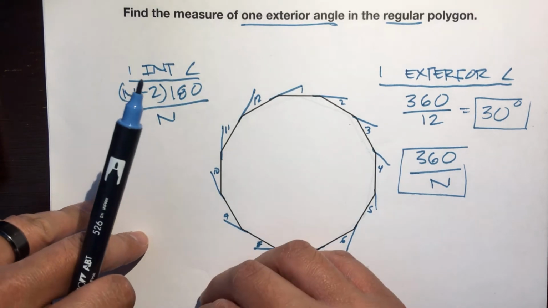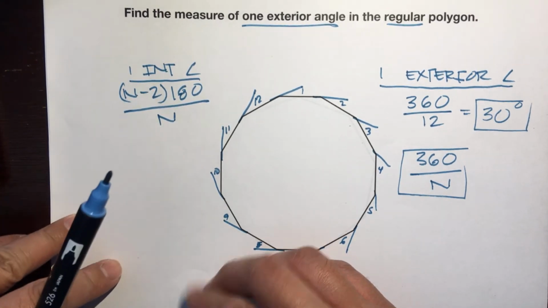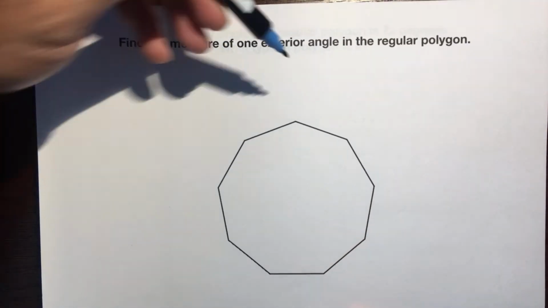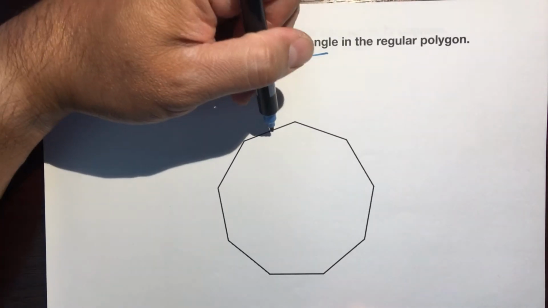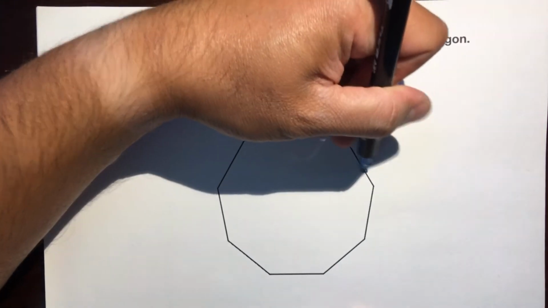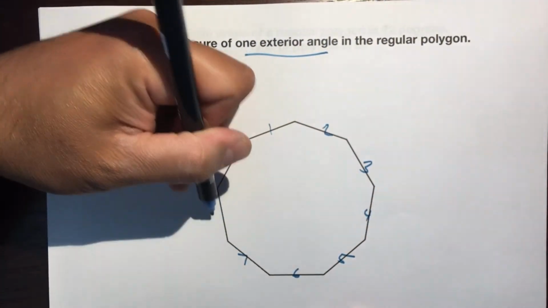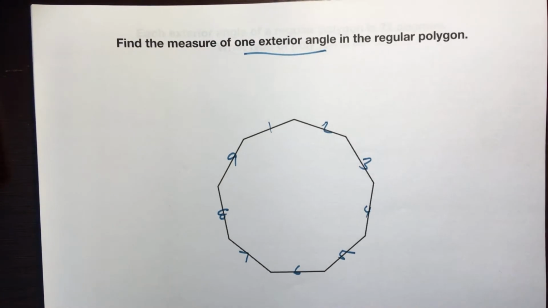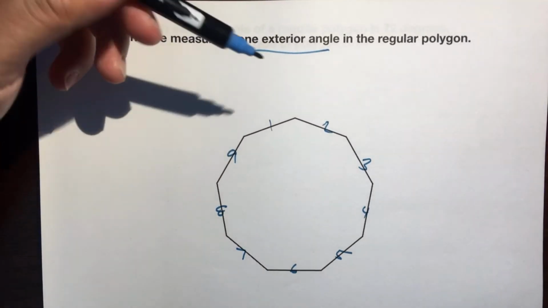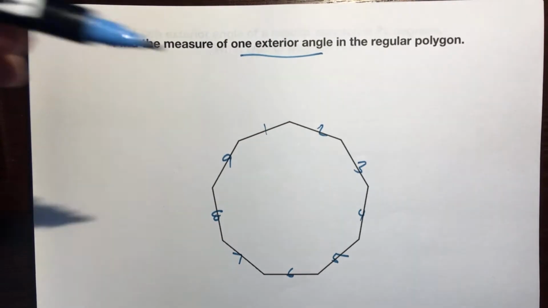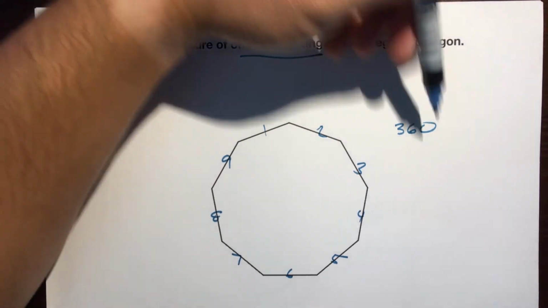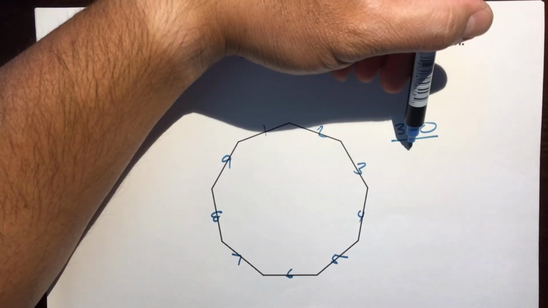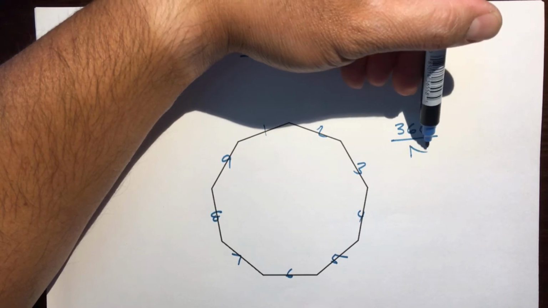So let's do another example. This time we don't have to draw all this because we can just count. All right. So find the measure of one exterior angle in this regular polygon. Let's just count how many sides there are. There's 1, 2, 3, 4, 5, 6, 7, 8, and 9 sides. If there are 9 sides, that means there are 9 interior angles, which also means there are 9 exterior angles. So we'll just take 360 divided by n, which is the number of sides or angles or exterior angles or interior angles.